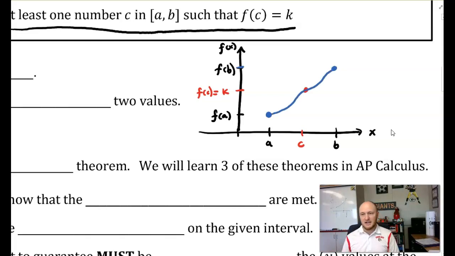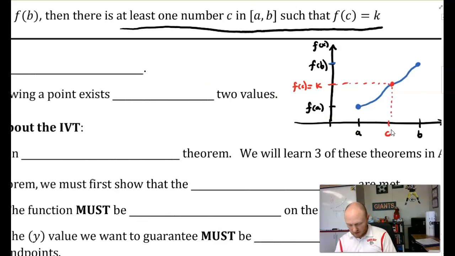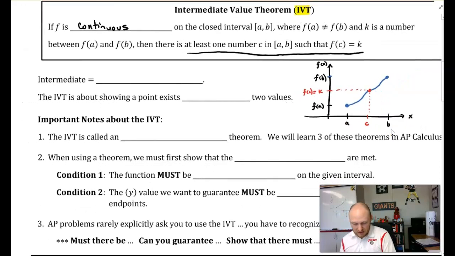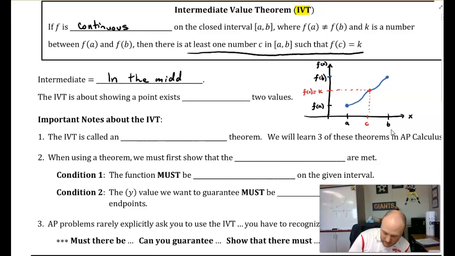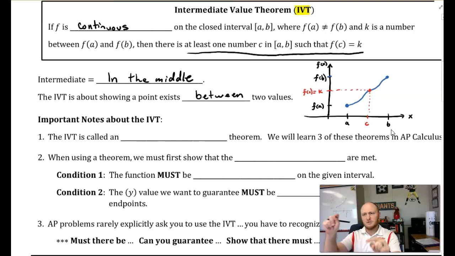Now, the reason that this works is because our function has to be continuous. It has to be connected. If it's not continuous, all bets are off. And second, if our k value is not between f of a and f of b, then that bet is off too. Can't talk about it. Alright, so let's talk about some things. Intermediate just means in the middle. You could say in between, it's all the same thing. Intermediate, in the middle. Now the IVT is showing a point exists between 2 values, in the middle, and that's the way you need to think about it.